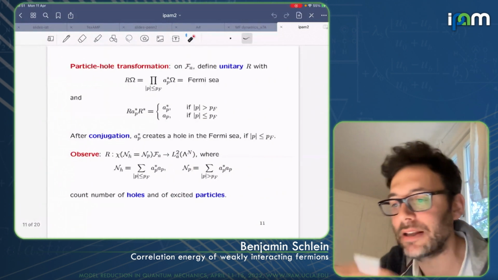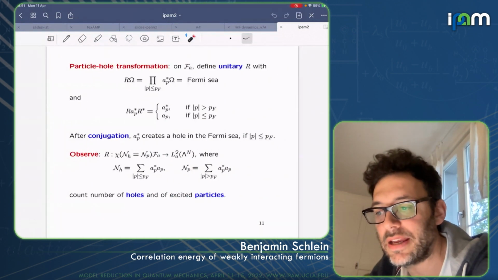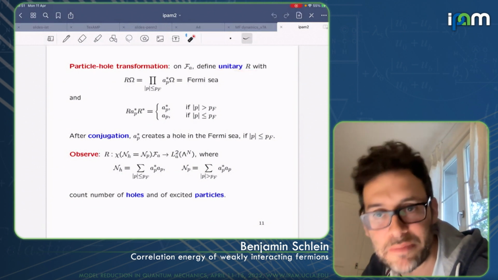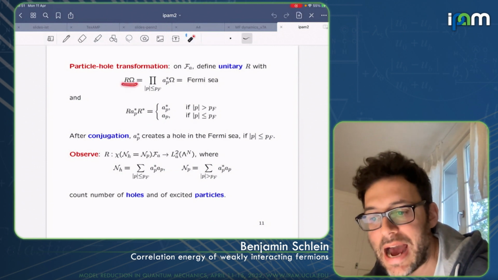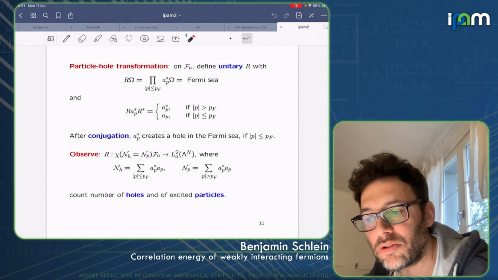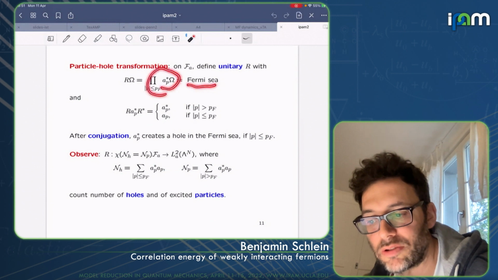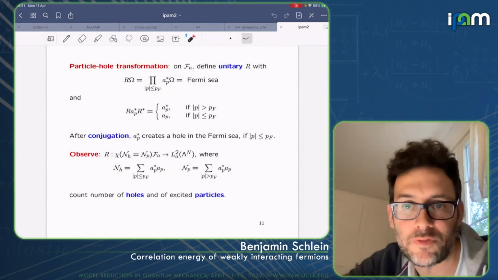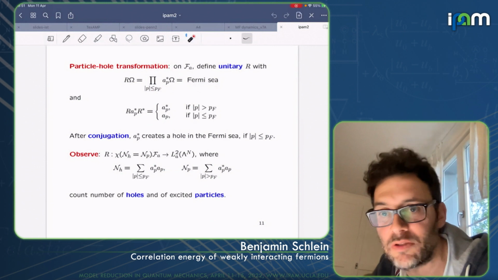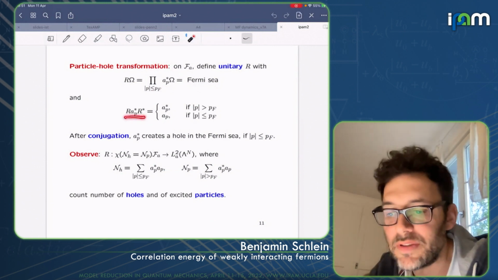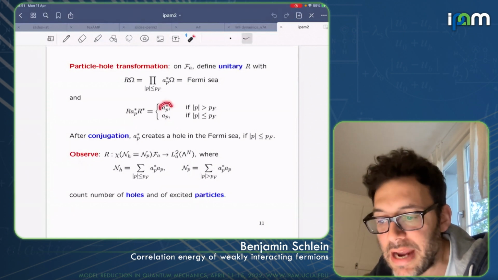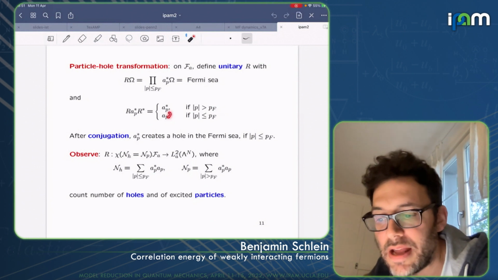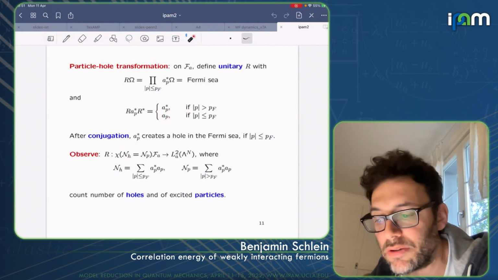Okay, and to do that, we find a unitary operator R. This is a fermionic Bogoliubov transformation with the following property. R maps the vacuum onto the Fermi sea, so onto the state where you have a particle for all momenta p smaller than the Fermi momentum p_F. And this important property here, that when you conjugate a creation operator, you either get again the creation operator if your p is bigger than the Fermi momentum, and you switch to an annihilation operator if p is smaller than the Fermi momentum.